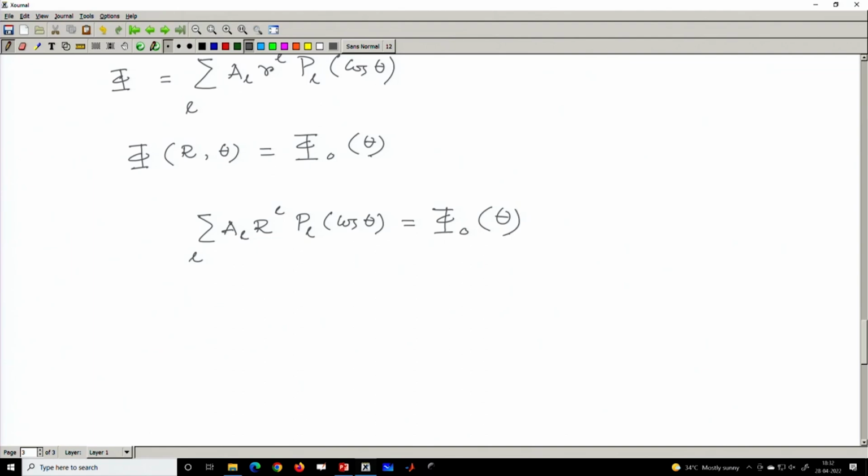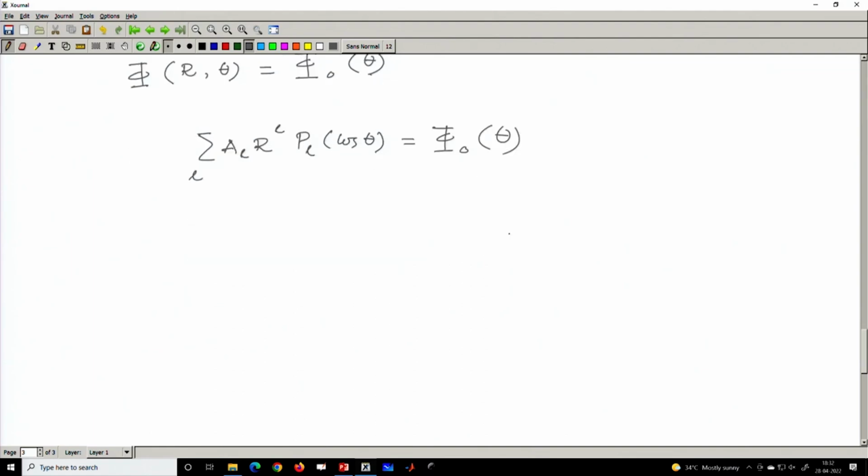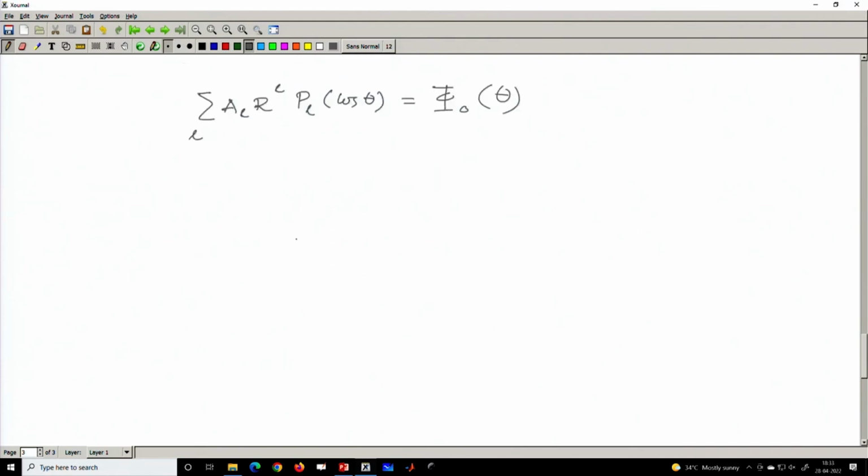That is the condition. Now we need to find out the value of A_L. If you remember, in the previous problem we used the Fourier trick. A similar kind of trick we are going to use, because we again have a very nice relationship with all these Legendre polynomials: they form a complete set in function space. So that is why they have a relationship, and that we are going to exploit.